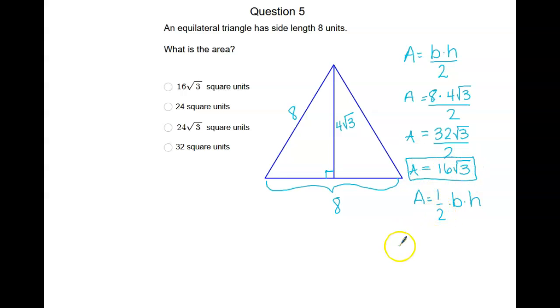And even if we did it this way, we would get the same thing. 1/2 times the base, which is 8, times the height, which is 4 radical 3. So half of 8 is 4. So 4 times 4 radical 3 is 16 radical 3. So either way you work it, you get the same thing.